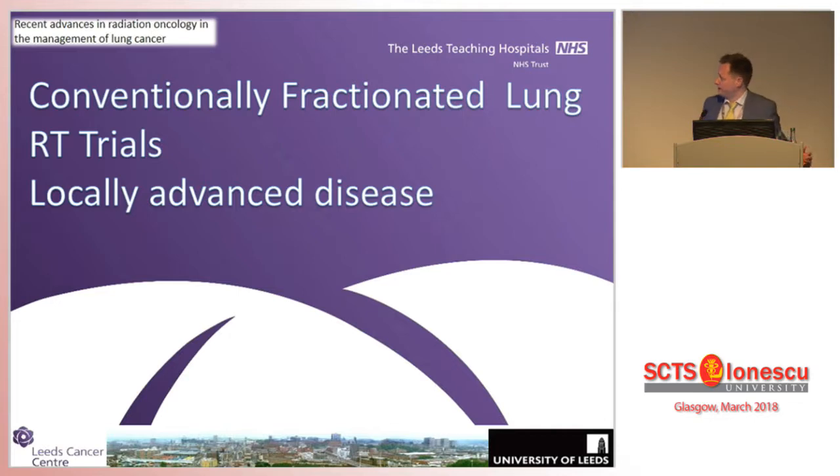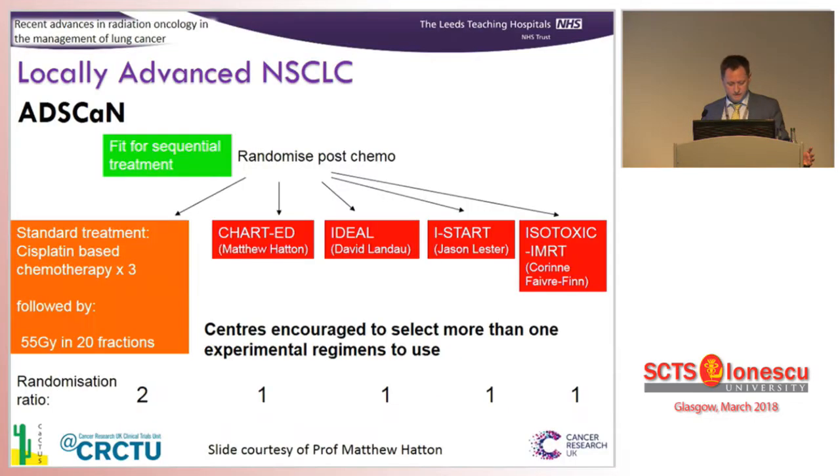We're also looking at conventionally fractionated trials in locally advanced disease. ADSCAN is a UK study looking at different fractionation schedules. Our standard is giving chemotherapy to those patients not suitable for chemo-radiotherapy in the stage 3 setting. They're either given our standard radiotherapy, which is 55 gray in 20 fractions, compared to CHART, which gives radiotherapy 3 times a day. IDEAL and I-START are different ways of giving what's called isotoxic radiotherapy. You don't give a fixed dose to the tumour; you base the dose on the organ's risk. If the dose at the organs at risk is low, you give a high dose to the tumour, so you give as much dose as you safely can to try and intensify the radiotherapy.